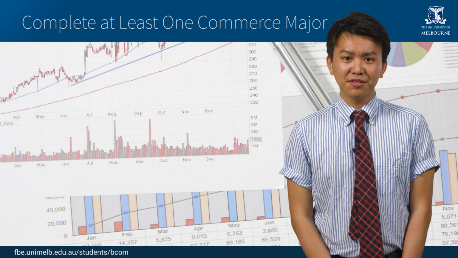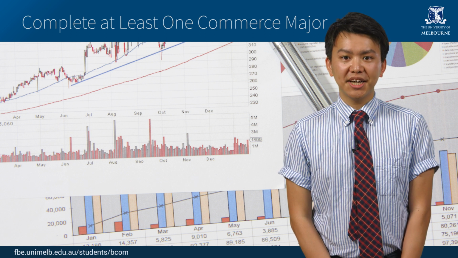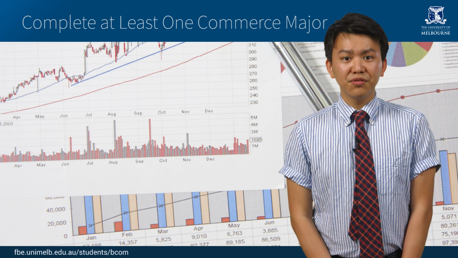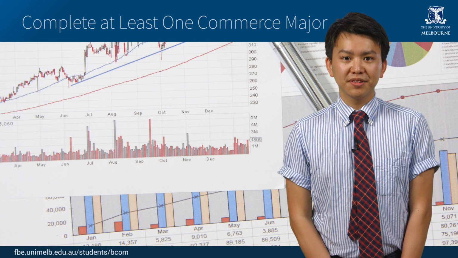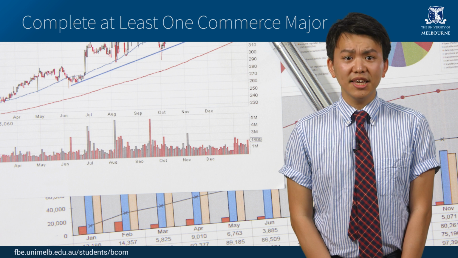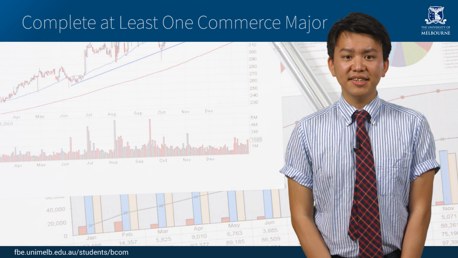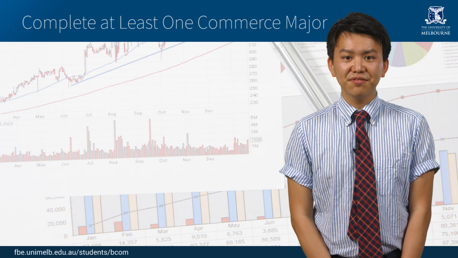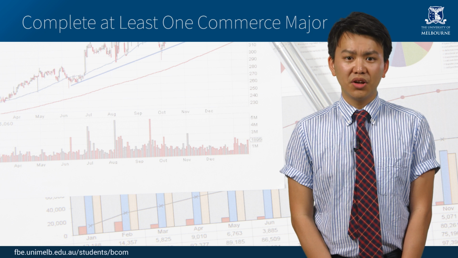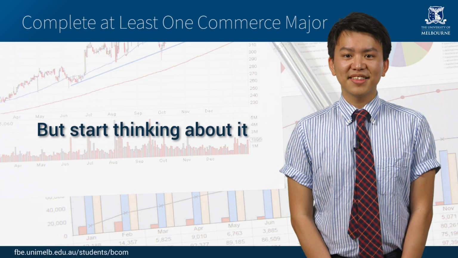There are some exceptions though. It's not possible for you to combine actuarial studies with full accreditation and another major. So if you are thinking of pursuing an actuarial studies major, you will need to start it from your first semester. If you are thinking about accounting, you should enrol in an accounting subject in your first or second semester. The first year of your BCom is a great way to try different subjects from each of the majors. You don't have to decide on your major in your first year, but it's a good idea to start thinking about it.